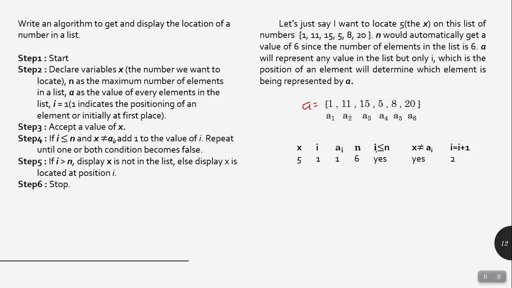And then we will check if i is less than or equal to n. So it's in our step 4. So what is i? It's 1. n is 6. So therefore it's yes. Now we will check if x, which is 5, is not equal to a sub i. Of course, it is not equal. So that's why it's yes. So therefore, we will increment the value of i, or we will add 1 to the value of i. So now i is equal to i plus 1. So i is 1 plus 1, which is 2.